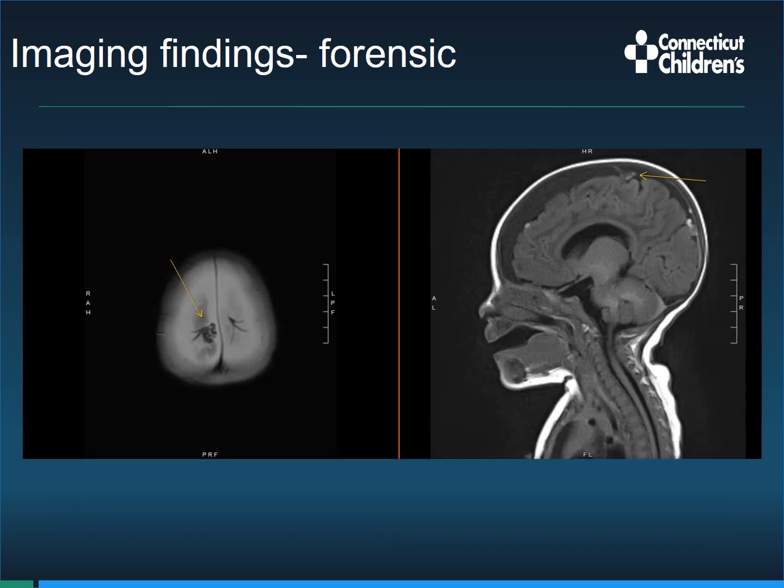One of the most specific imaging findings for abusive head trauma is the tadpole sign, or hemorrhage associated with a bridging vein from the cortex to the superior sagittal sinus.